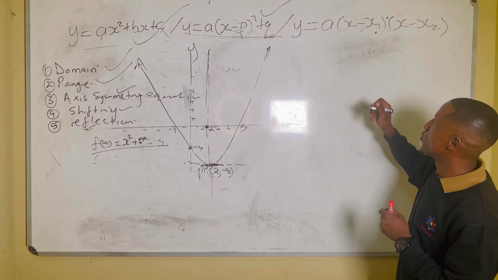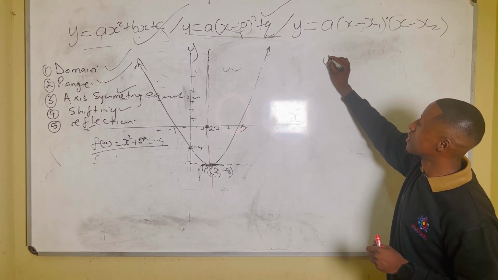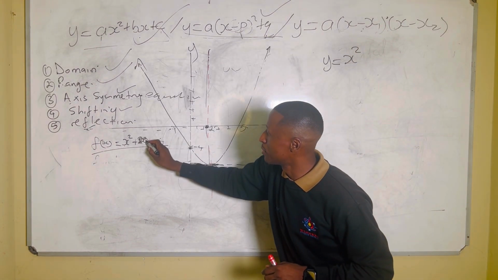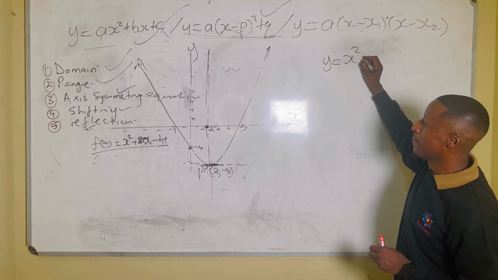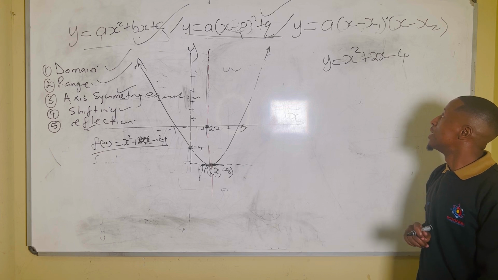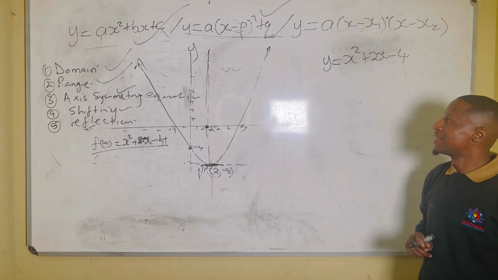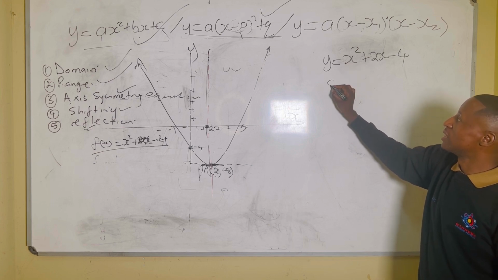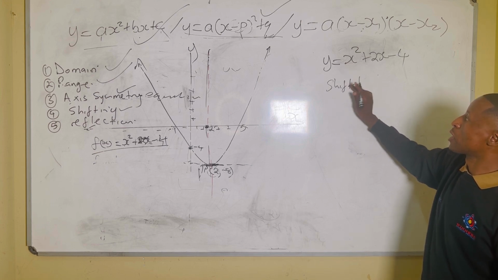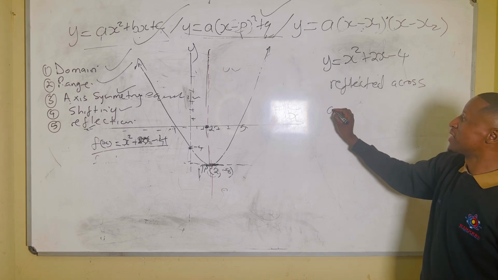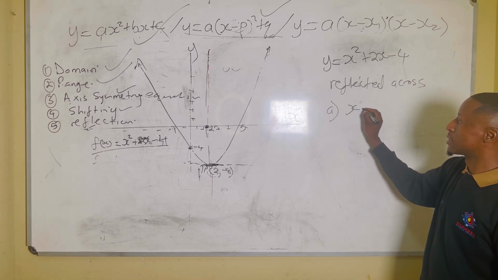So let us check our equation. Let's assume our equation was given as y equals x squared, plus 2x minus 4. We're still gonna use the same example of the equation that I wrote here. This is your equation. So in this equation, let's assume that they told you to find a new equation if this graph is reflected across the x-axis.